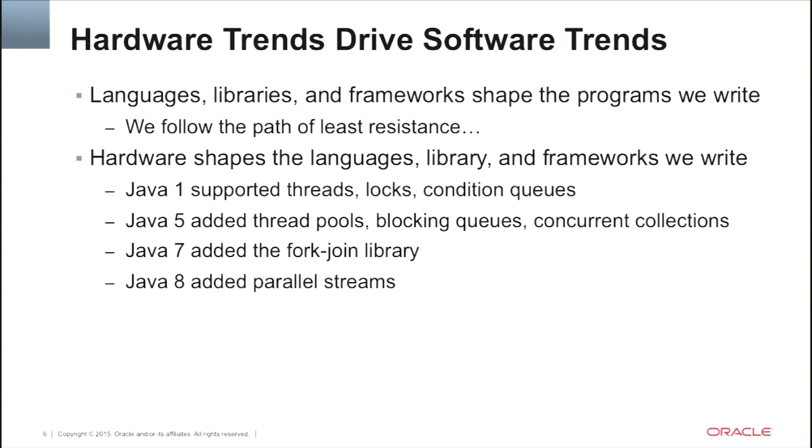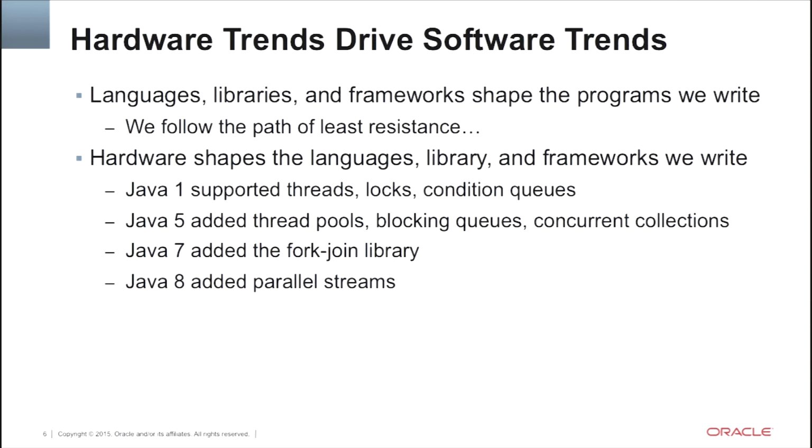As the hardware changes, that moves the sort of things that we can do with hardware parallelism, and the languages and the platforms catch up, right? So in the Java 1 days, Java had threads and locks and condition queues baked in from the beginning. But the goal of having that was largely about being able to write thread-safe data structures.